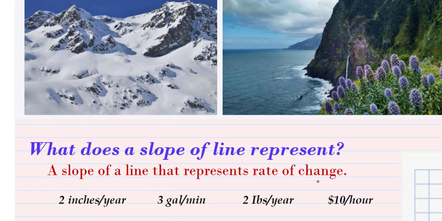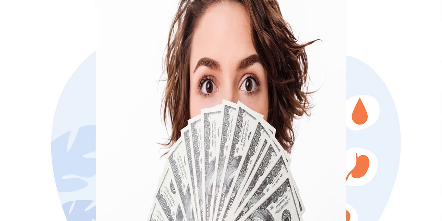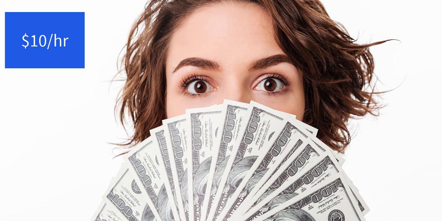Let's say you are increasing 2 pounds per year. I'm talking about your body weight. Hopefully it's decreasing, but sometimes let's say your body weight is increasing 2 pounds per year. That is an example of a rate of change. That's an example of a slope. Now in your workplace, let's say you are getting paid $10 an hour. That's also an example of a rate of change.